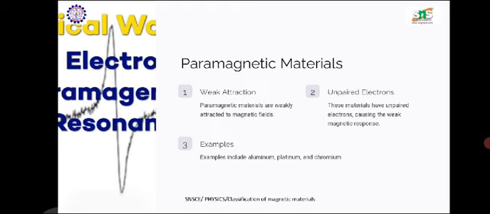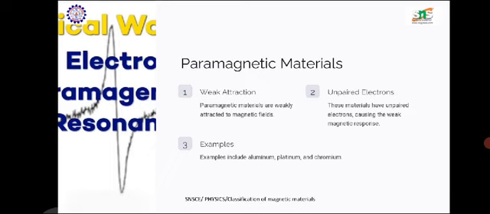First, paramagnetic materials. Here, when an external magnetic field is applied, the magnetic dipoles tend to align themselves in the direction of the magnetic field. Then the material becomes magnetized. This effect is called paramagnetism, and each atom or molecule possesses a net permanent magnetic moment even in the absence of an external magnetic field.